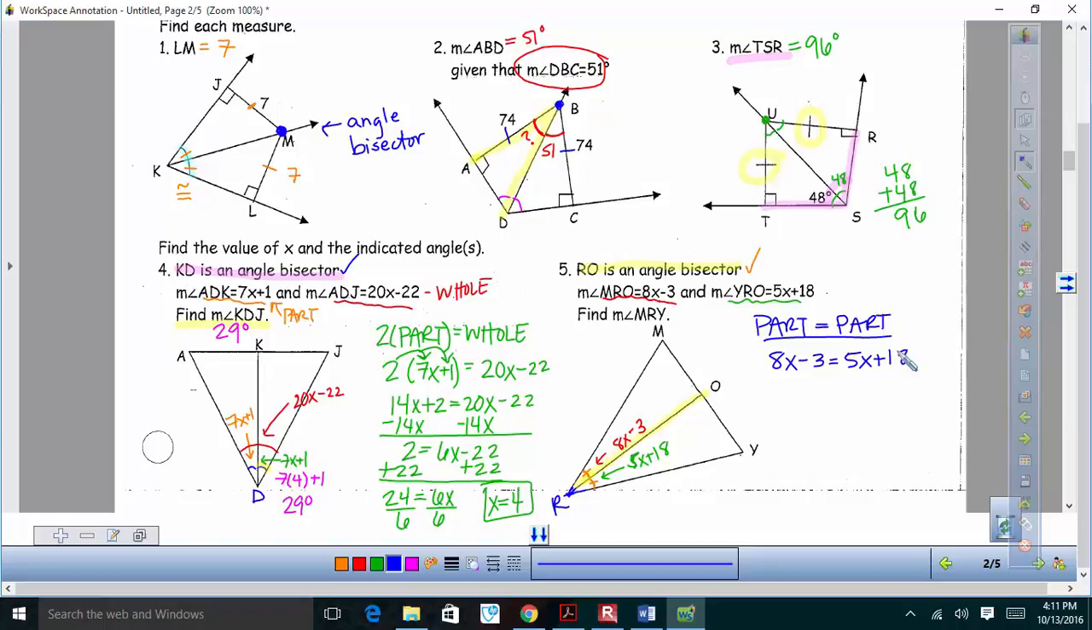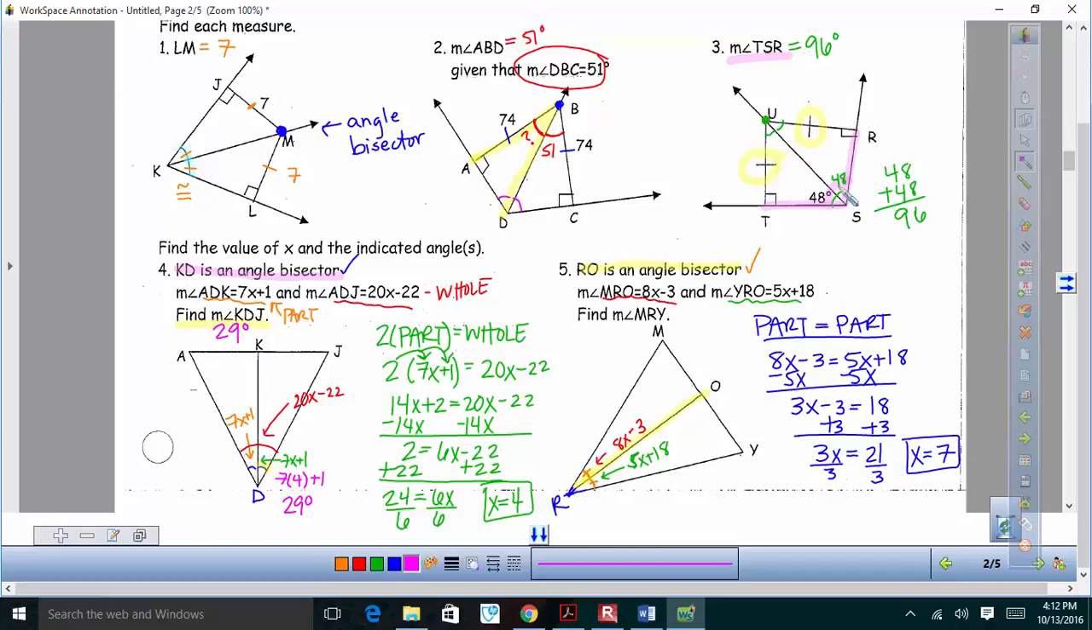I'm going to solve for x, so the first thing I want to do is subtract 5x from both sides. That's going to give me 3x minus 3 equals 18. We're going to add 3 to both sides. That gives us 3x equals 21. And then we're going to get x alone by dividing by 3. And so that means x equals 7.